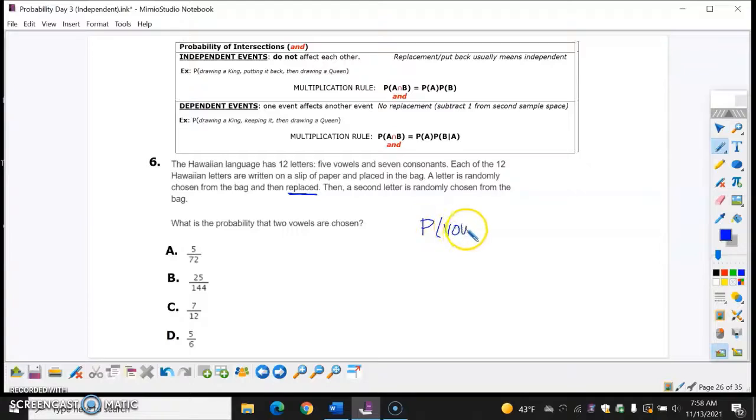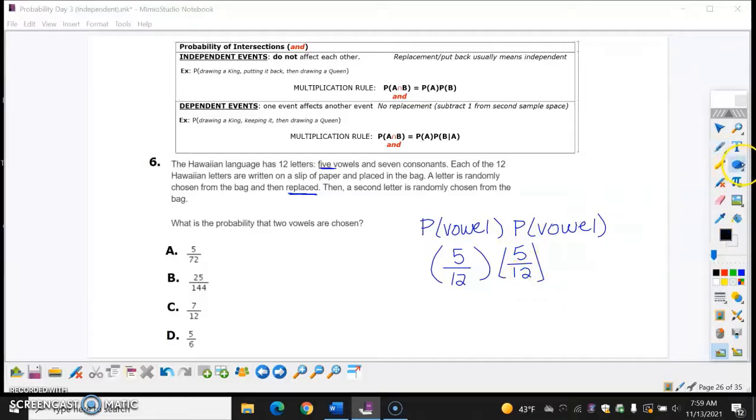Find the probability of getting a vowel times the probability of getting another vowel, but the first one would be put back in so it doesn't affect the probability. See if you can figure out what that would be. The probability of getting a vowel is that there are 5 out of 12 total letters. And if you put the one that you chose back in, the second time you're going to have the same chances of getting a vowel, and that's 5 out of 12. So that would be 25 out of 144 total.